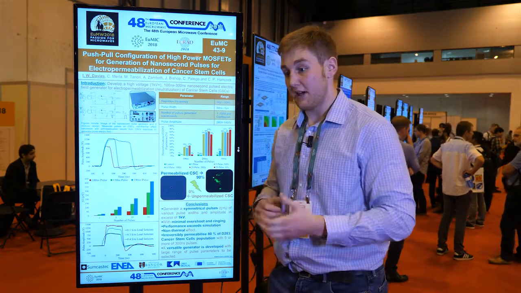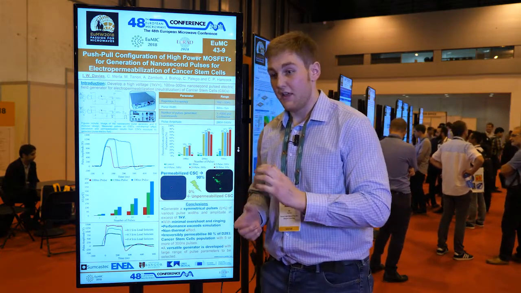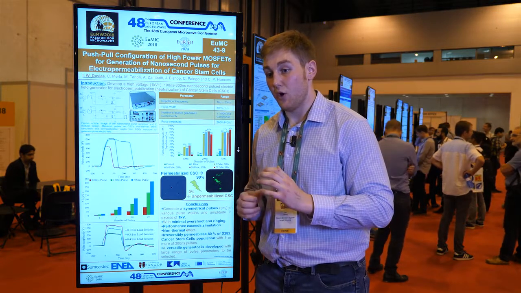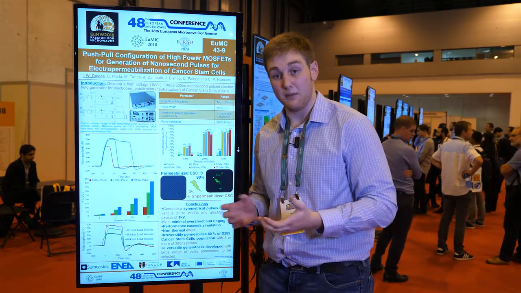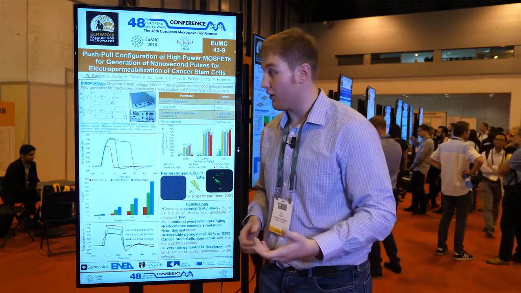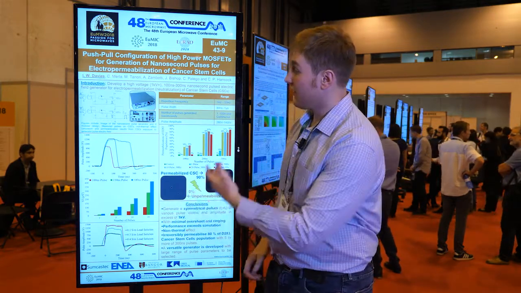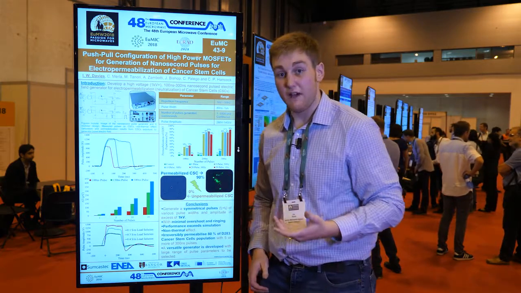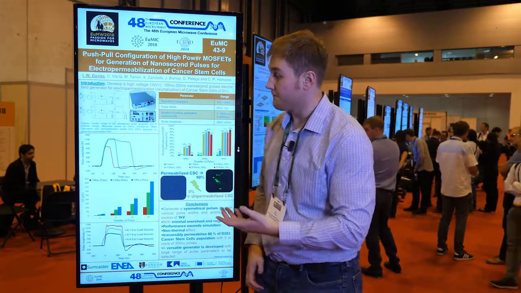So cancer stem cells are like cancer cells, which can be treated with normal chemotherapy methods. So the purpose of this is to apply a pulsed electric field, or the high voltage nanosecond pulses, and see the effect they have on cancer stem cells.